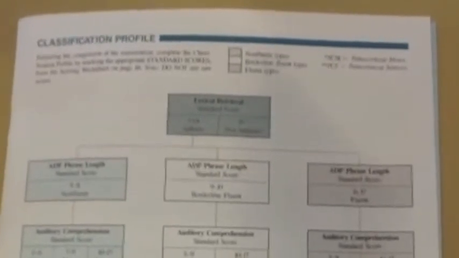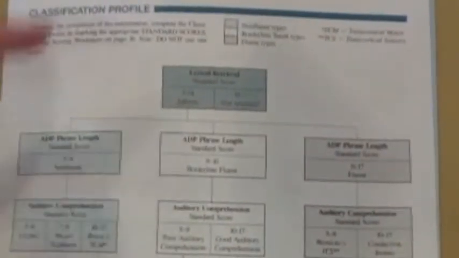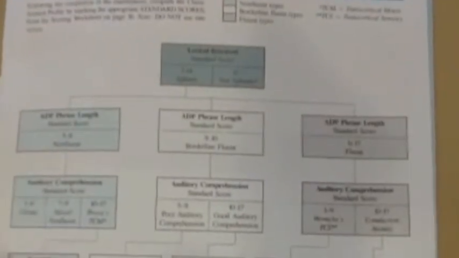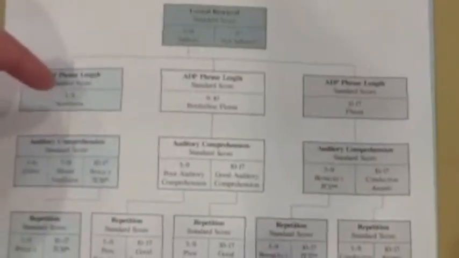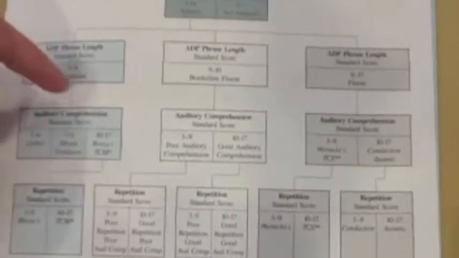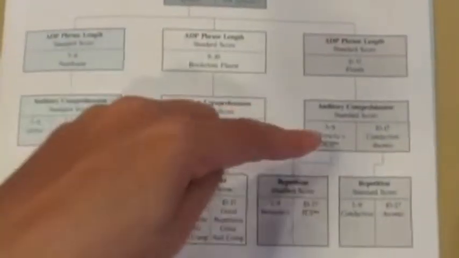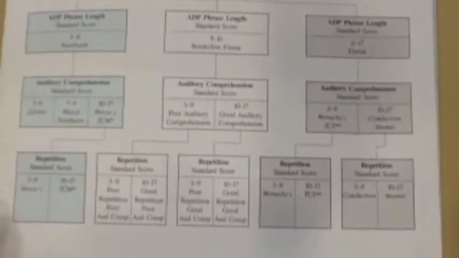Next, we're going to look at the classification profile. To use the classification profile, you're going to find the lexical retrieval, ADP phase length, auditory comprehension, and repetition standard scores. Beginning with the lexical retrieval row, find the range that contains the patient's standard score. Follow the vertical rule leading down from that range to the appropriate box on the next row. In that box, again find the range containing the patient's standard score. Follow this procedure to the bottom row of boxes, or until no vertical rule leads down out of the box. The final box will contain the patient's aphasia classification.